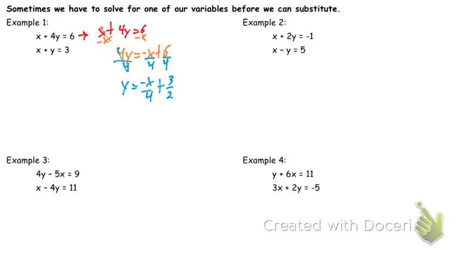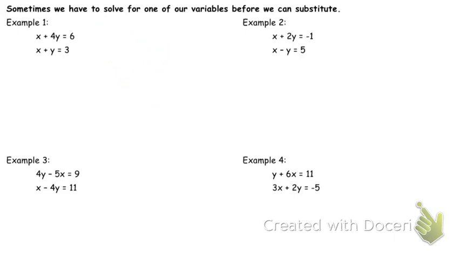For that reason. Purely because 4 will not go evenly into 6 and 1. 4 won't go evenly into 6 and 1. So let's back up and let's pick a different option here.